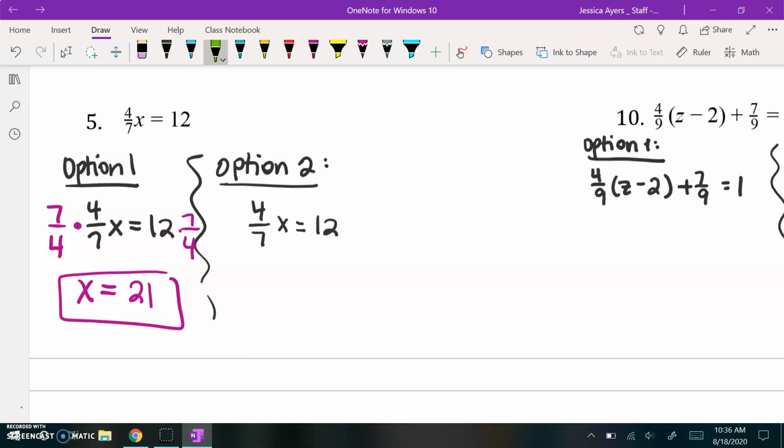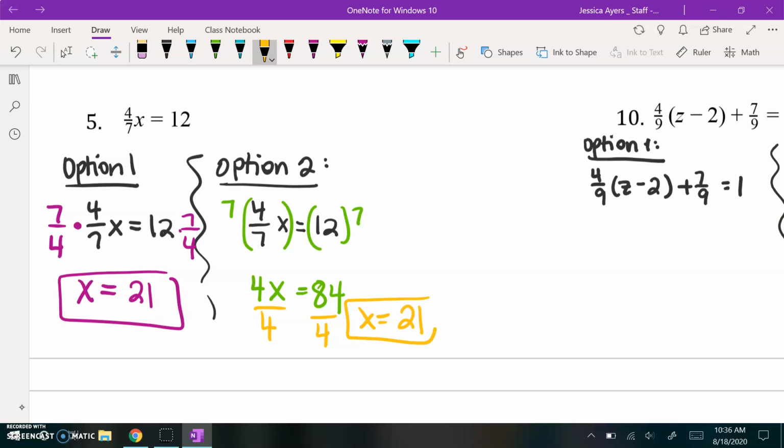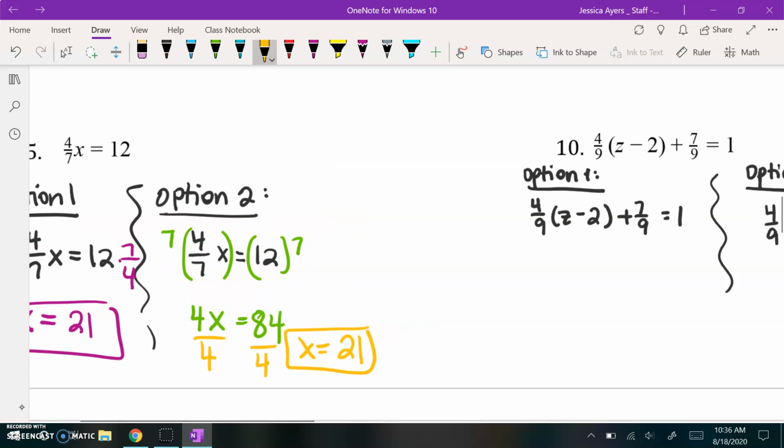Option 2, we can split this into a 2-step equation. The first thing we can do is multiply by 7. So 4 times 7 is 28, divided by 7 gives us just 4. And 12 times 7 is 84. And then divide by 4 to get that x is equal to 21. Either way is perfectly fine, but you want to make sure that you can do one of those 2 ways.